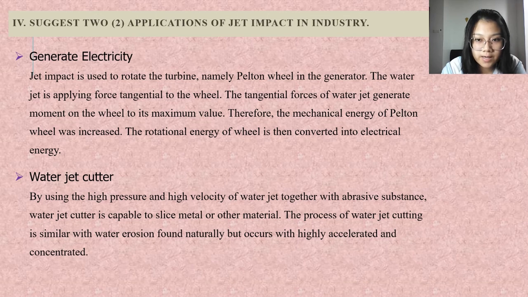Therefore, the mechanical energy of the Pelton wheel is increased, and this rotational energy of the wheel is then converted to electrical energy. Secondly, we continue with the next application of jet impact in industry, the water jet cutter. By using high pressure and high velocity water jet together with abrasive substances, the water jet cutter is able to slice metal or other materials. The process of water jet cutting is similar to the water erosion found naturally, but this process occurs highly accelerated and concentrated.